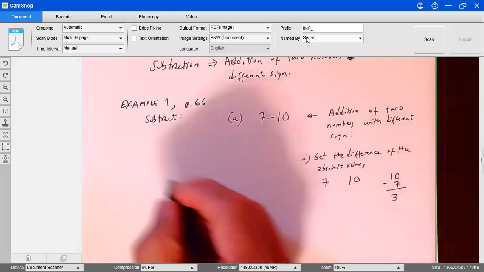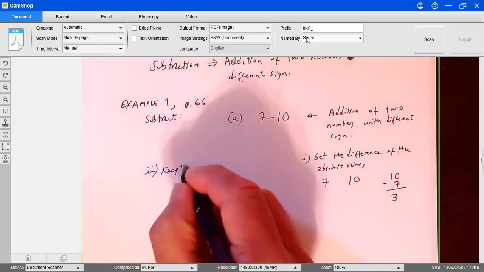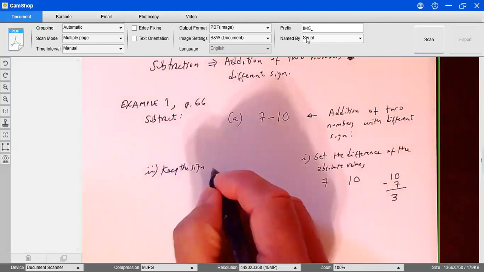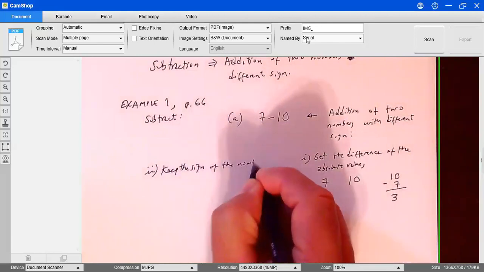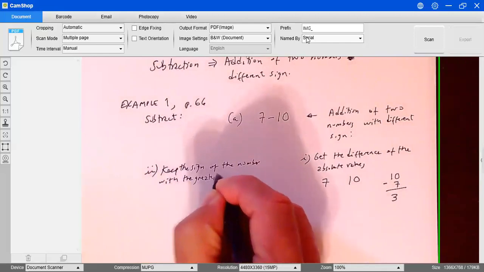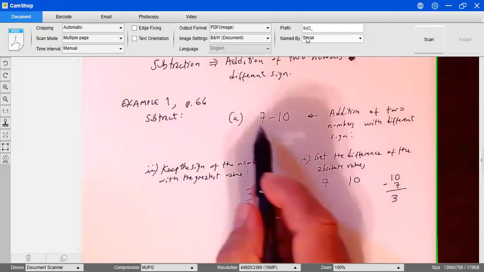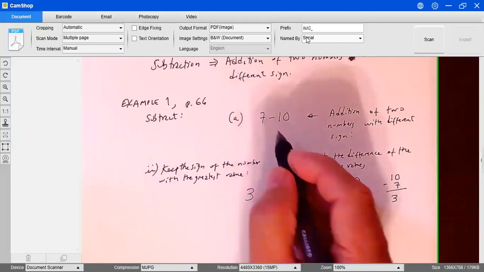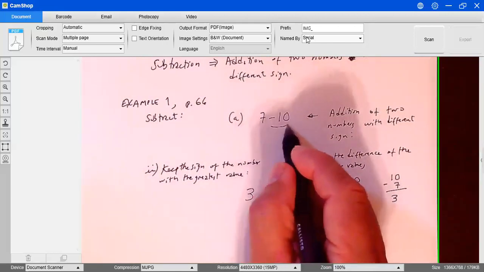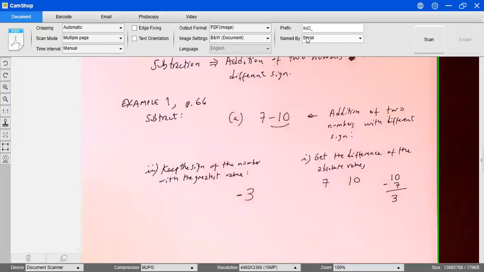Then the second part is you're going to keep the sign of the number with the greatest absolute value. So the answer is 3, and then we have two numbers here. What is the number with the greatest absolute value? 10 is the greatest absolute value. And what is the sign of 10? The sign is the negative sign, so that's the final answer. So that's part A.